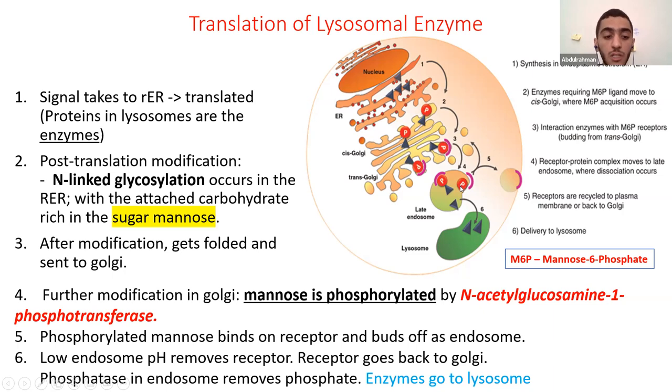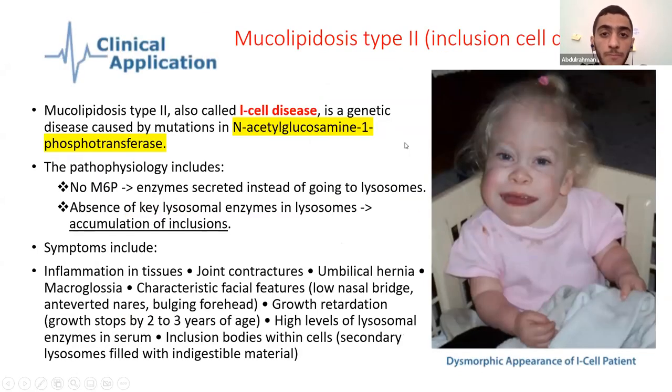How do we remove the phosphate? By a phosphatase enzyme. Phosphatase removes the phosphate. So the phosphate is removed and then this enzyme will be sent over to the lysosome. All clear?